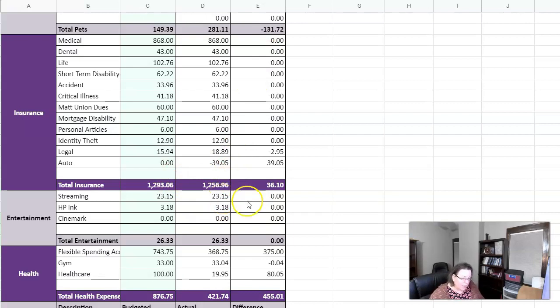In entertainment, we have streaming was $23, HP Inc. was $3, still nothing for Cinemark. And so that brings our total to $26, which was right on target with what we planned. In health, flexible spending was $368, gym was $33, and healthcare was $19.